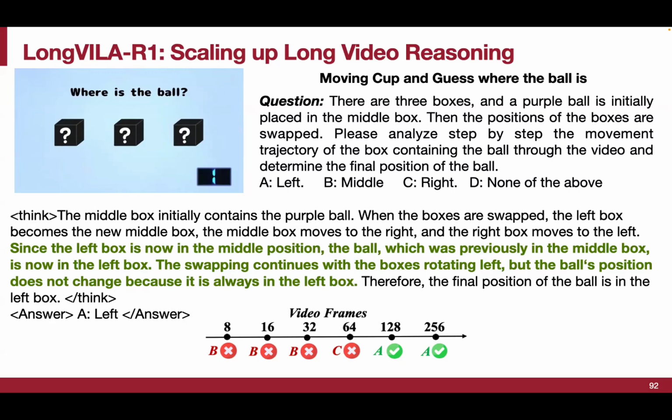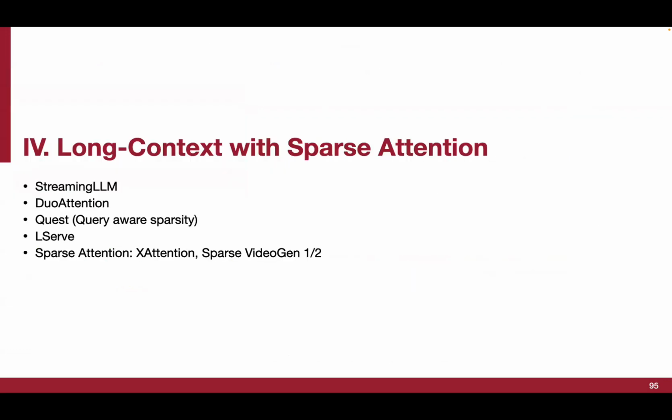All right. So these are the visual language model demos. How to further make the long context more efficient? I don't have time to cover it in this presentation, but feel free to check out this work for long context and sparse attention for long video tasks like StreamingLLM, DuoAttention, Quest, and sparse attention.